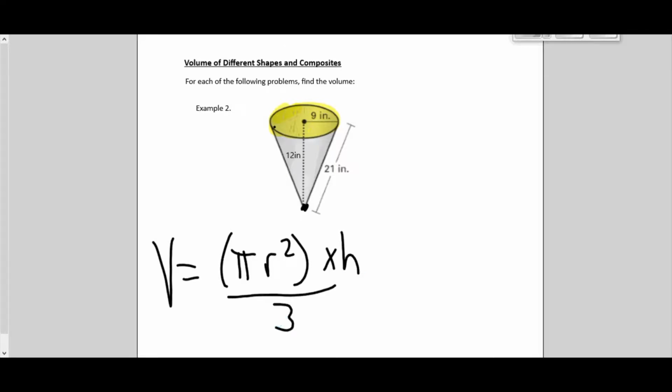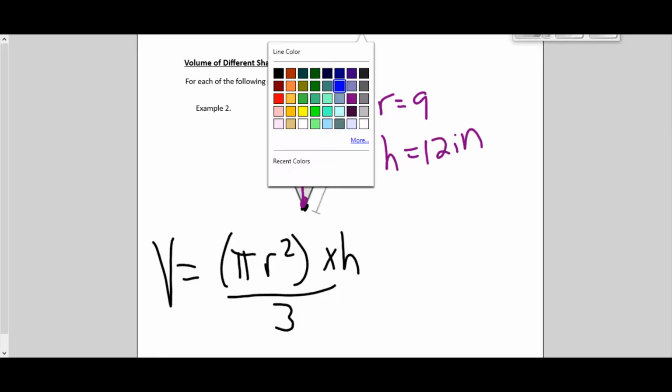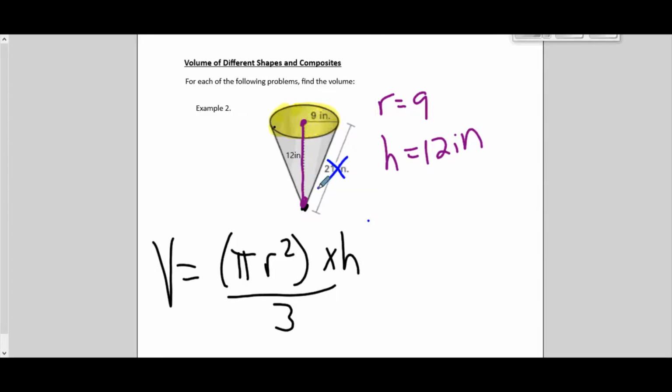So if I look at the cone and my circle, my radius is 9. And my height, so from the base shape, so from the circle to the top of the cone is 12 inches. So the height is 12 inches. The height is not one of the sides of the cone. So the height is not this 21. That's just there to try to confuse you. So the height is 12. So remember, the height always has to be perpendicular to the base. So since it's perpendicular to that one, we're good.